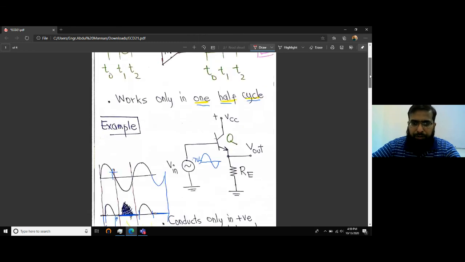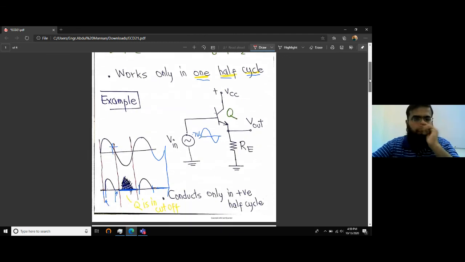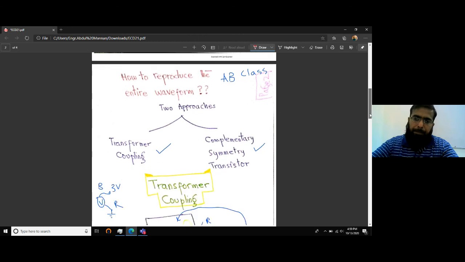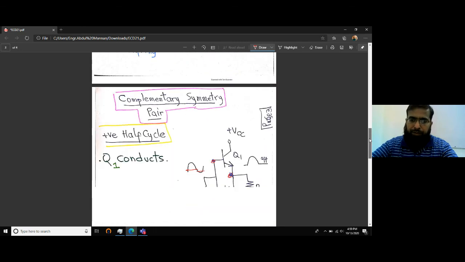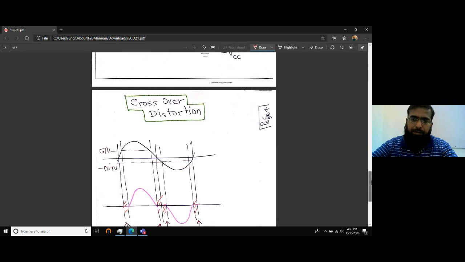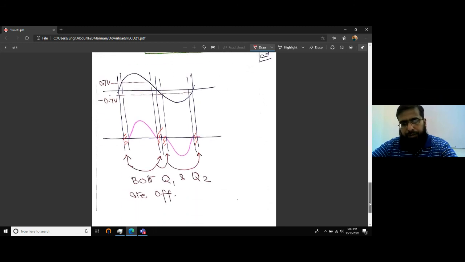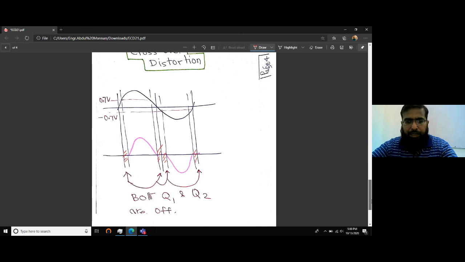We solved a problem earlier when we experimented with a basic class B amplifier, which didn't conduct during the negative half cycle, and we reached a point where we get the output during both positive and negative half cycles. But now we are facing another problem, that is this crossover distortion. So how do we solve this crossover distortion problem? There are ways to solve this, and we will discuss those in our next lecture.